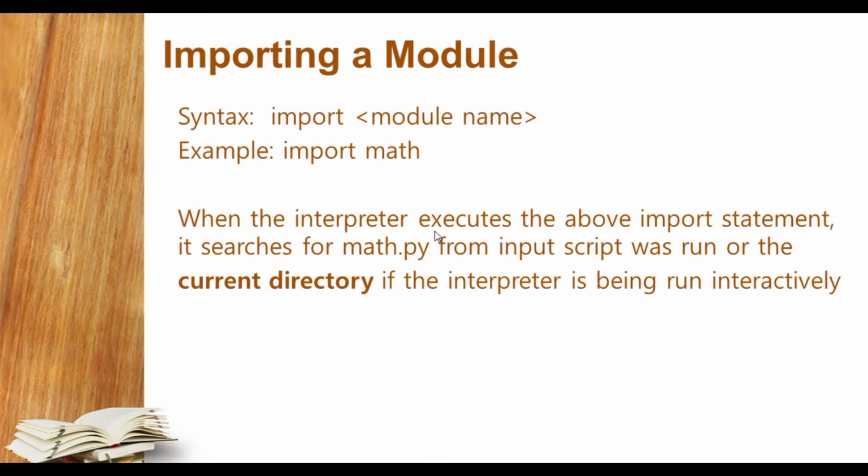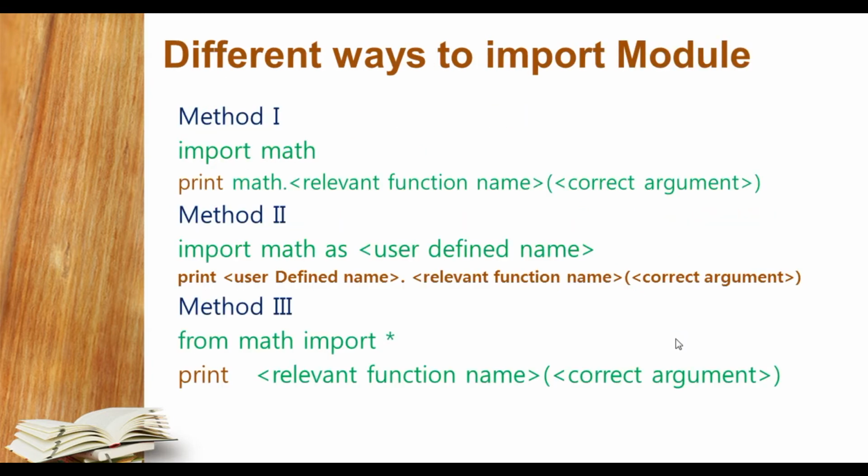So when the interpreter executes the above import statement, it searches for math.py from the input script, which was run in the current directory if the interpreter is being run interactively. Okay student, suppose that in place of math, I create my own library, I mean module, like mymath. At that time, the interpreter will search for that particular mymath library, where I have created that file, in interactive mode as I taught you.